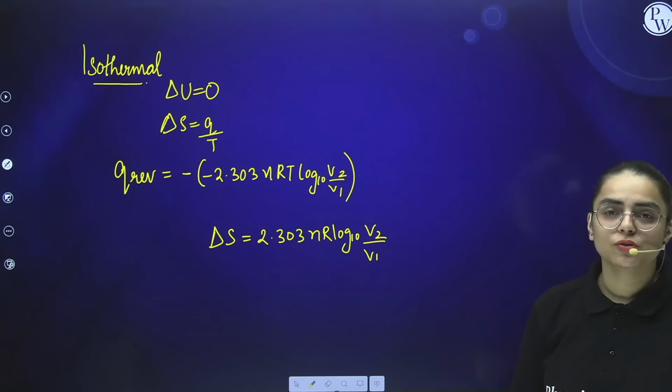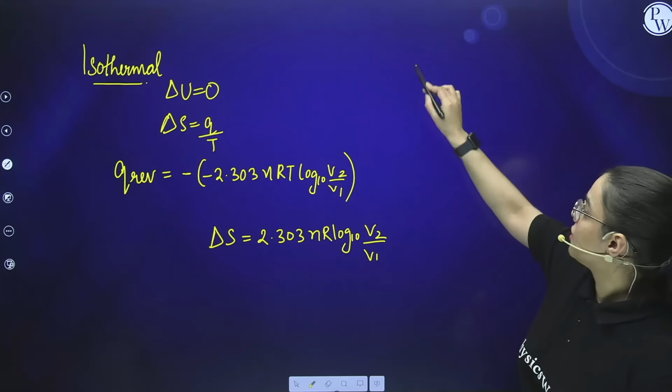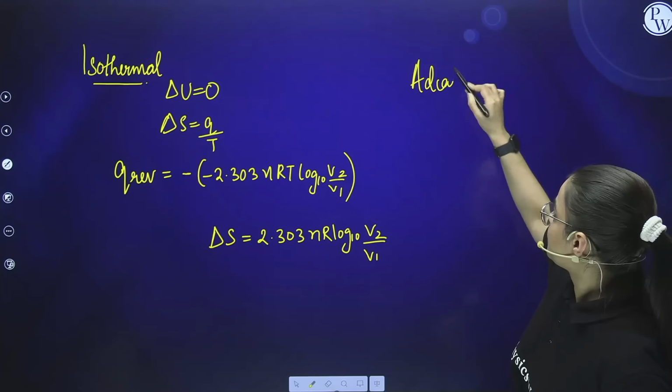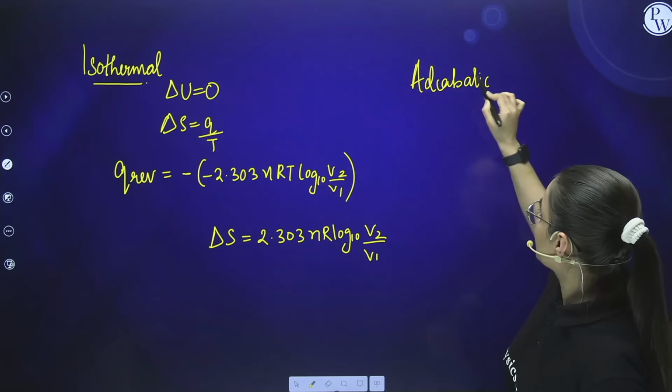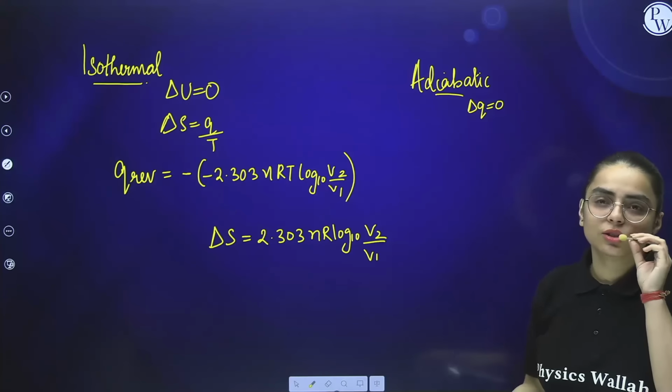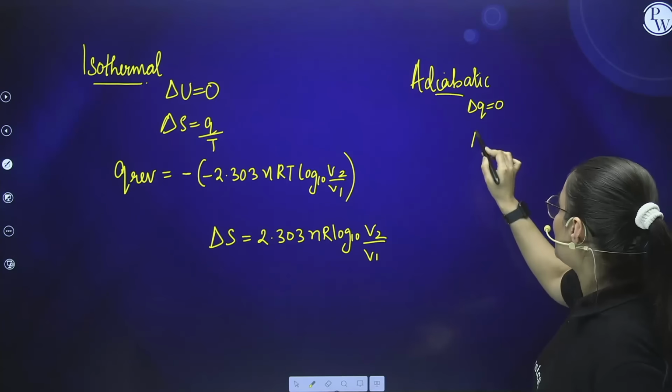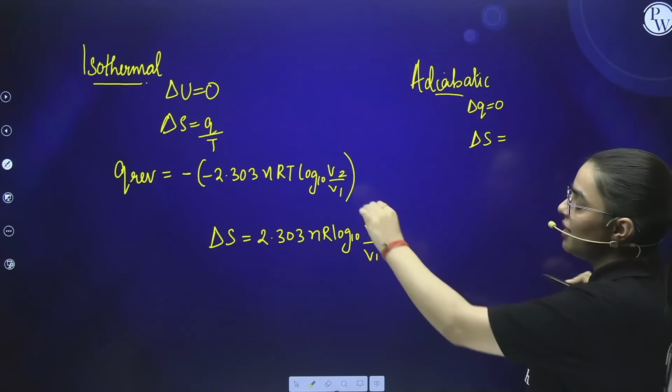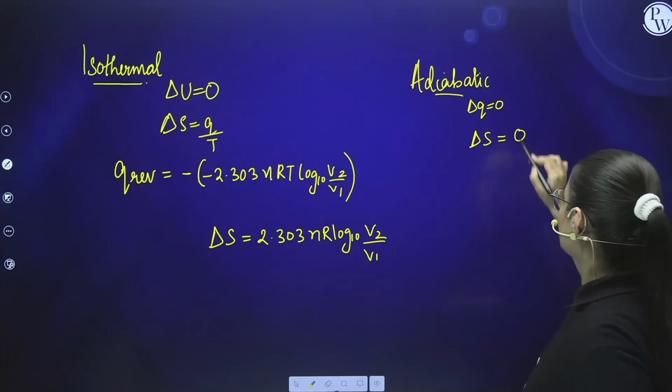Now for case 2, if I talk about the adiabatic one, for the adiabatic one, delta Q is 0. Now students, if delta Q is 0, it is obvious delta S will be 0. Why? Because delta S is Q by T. If Q is 0, then delta S is 0.